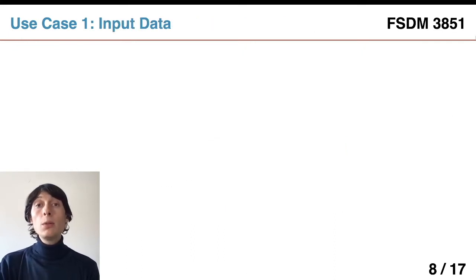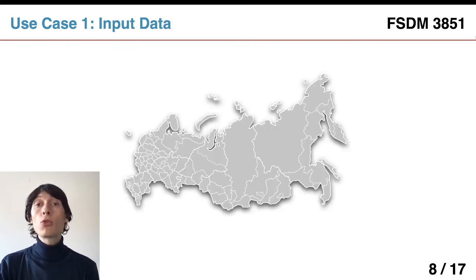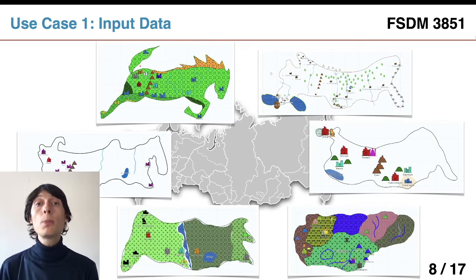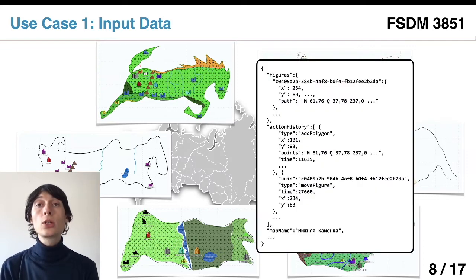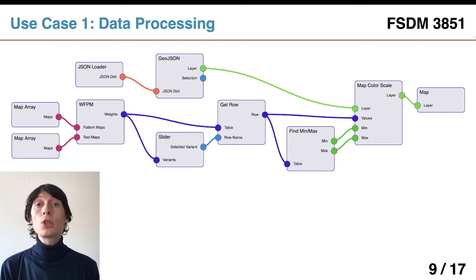For example, the input data are different digital representations of mental maps of the Russian Federation. This is a real map of Russia, and these are the possible representations drawn by different informants. Each representation is a vector image encoded in a JSON file. We built this kind of data processing pipeline in Skizzy to load the maps drawn by informants from known regions and some maps from unknown informants. Then we use patched version of the weighted fuzzy pattern matching algorithm to classify the unknown maps.